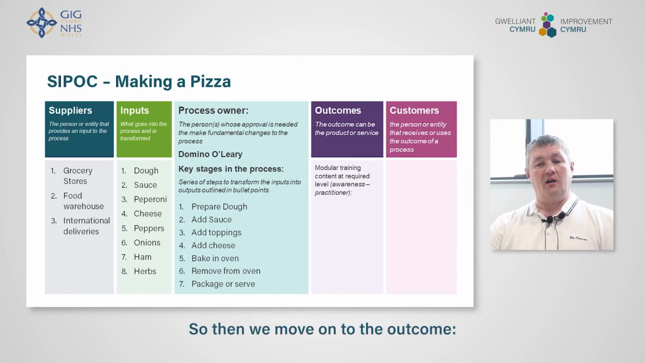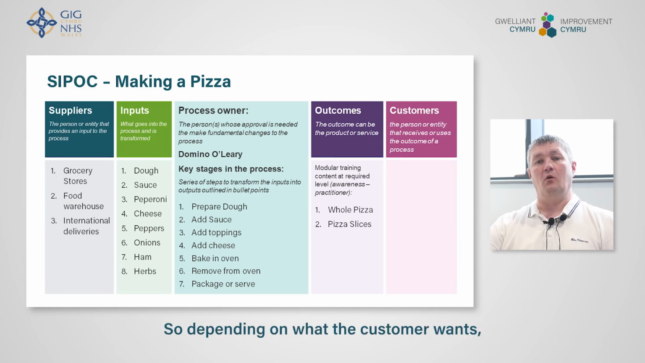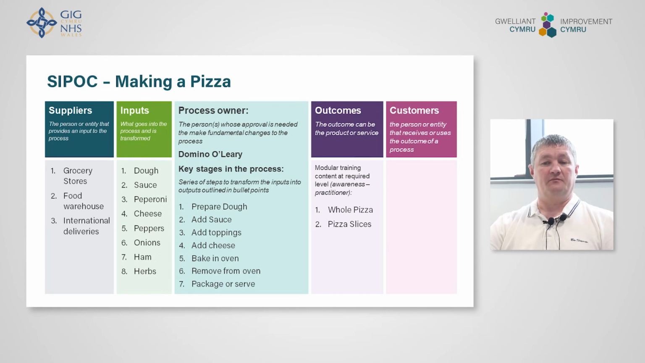So then we move on to the outcome. So the outcome can be the product or the service. So in this case, it's just making a pizza. So it's either a whole pizza or a slice of pizza. So depending on what the customer wants, we can either provide that in a whole concept or a slice.